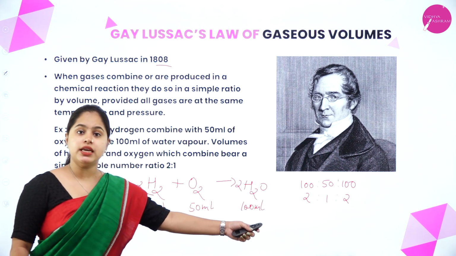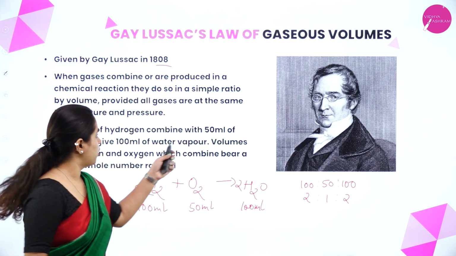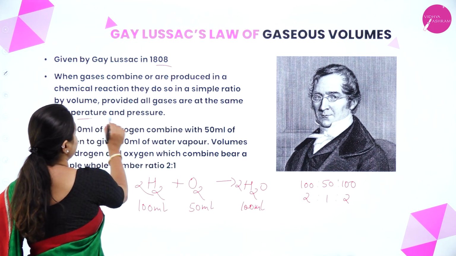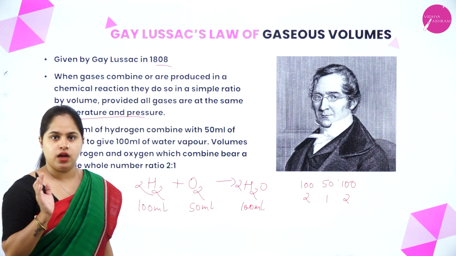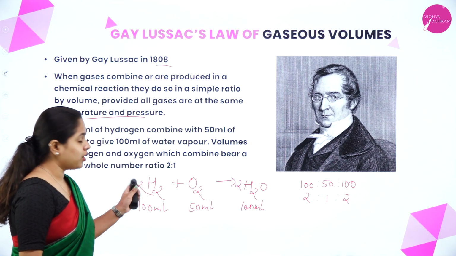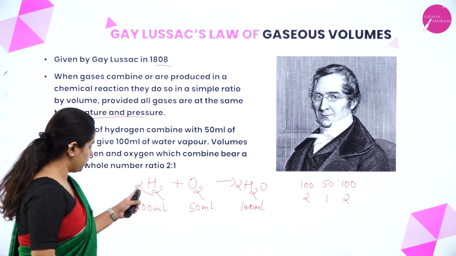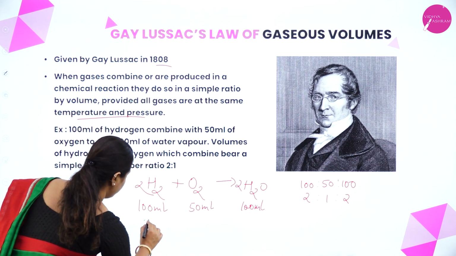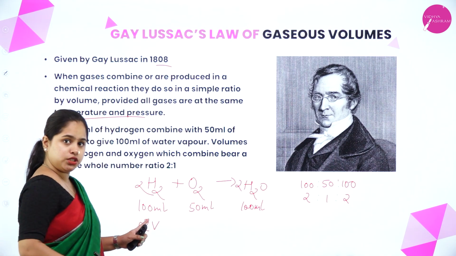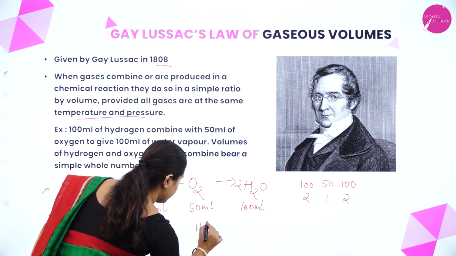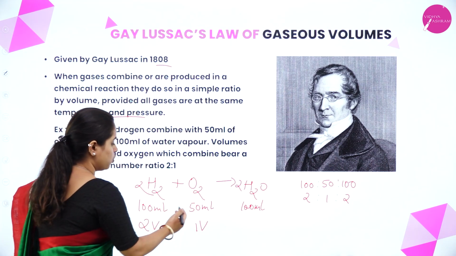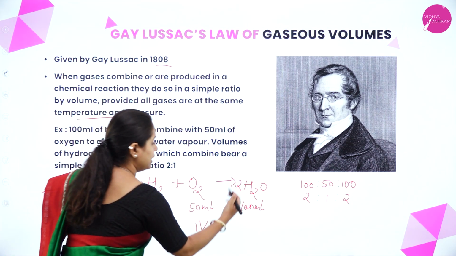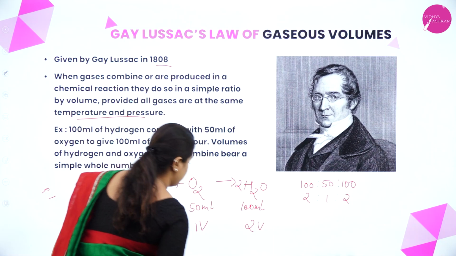Yes, they are combining in a simple whole number ratio, provided all gases are at the same temperature and pressure. Then only this will be applicable, right? So you can also write it in a way, yes, here you can see it is 2. So 2 volumes of hydrogen combines with 1 volume of oxygen. Here no coefficient is present, that means 1. So 1 volume of oxygen and it forms 2 volumes of water.